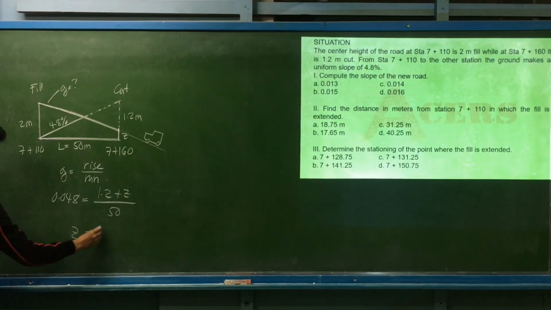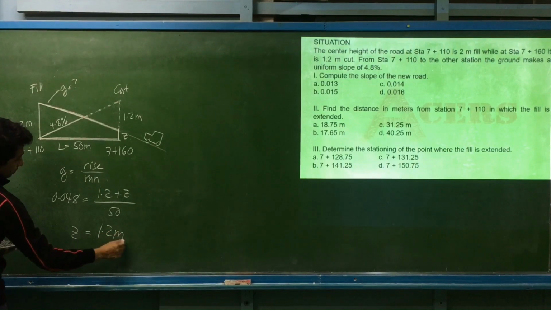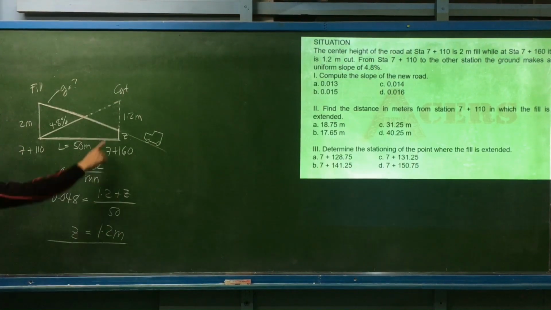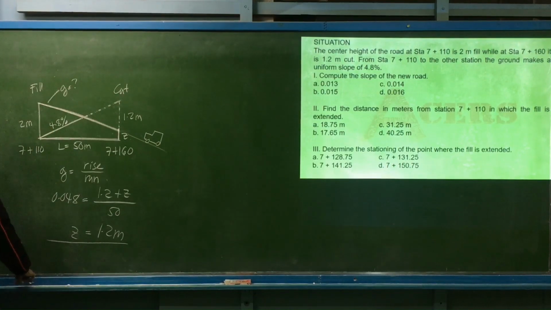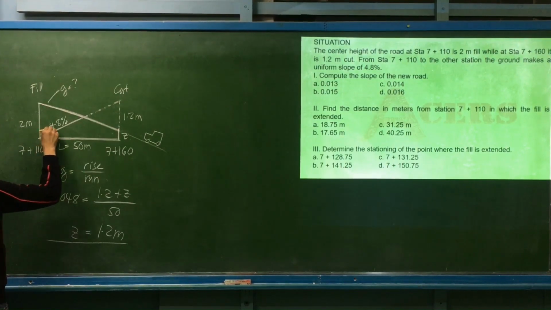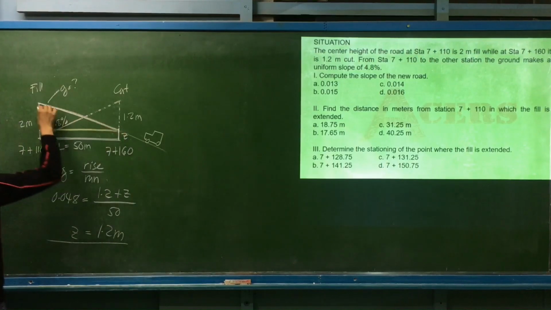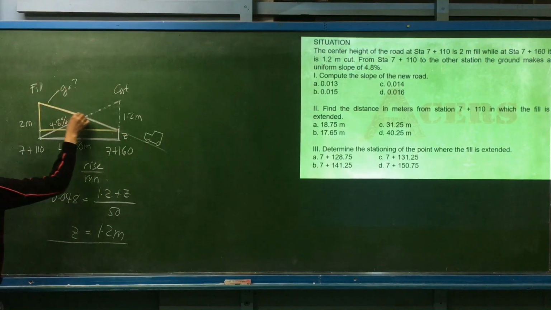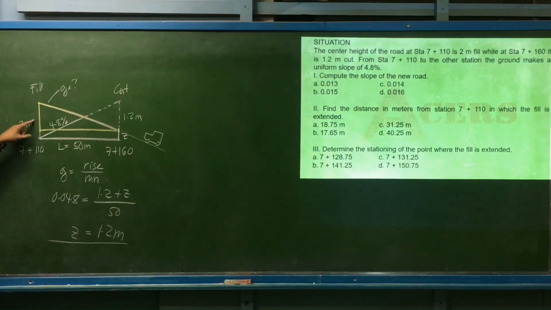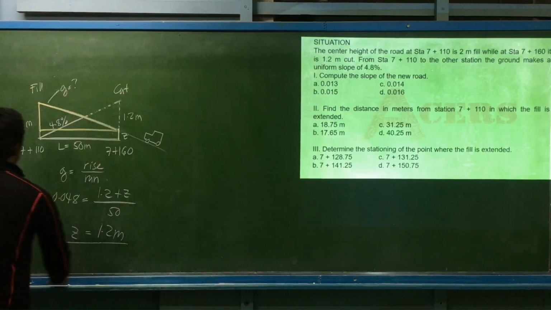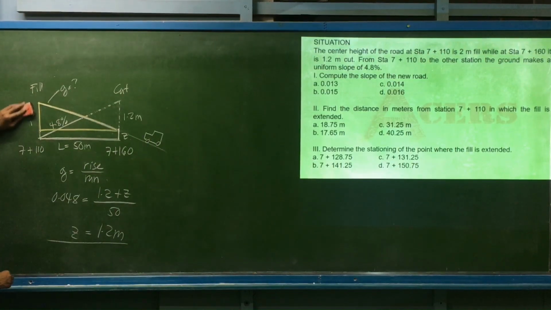So, the value of Z is the same as 1.2 meters. Now, the value of Z is going to be projected here on the other side so that we can find the actual rise of the new road. So, this is the actual triangulation of the new road. If this is 2 meters, this is the only part we will consider. If this is 2 meters and Z is here, then obviously this is 2 minus Z.